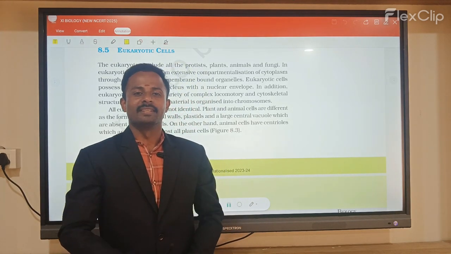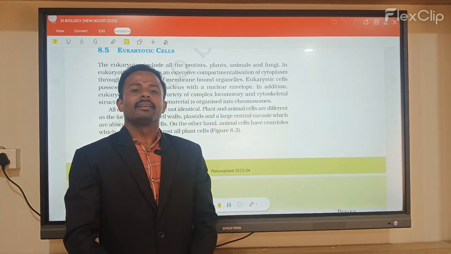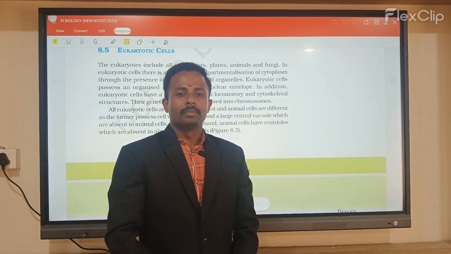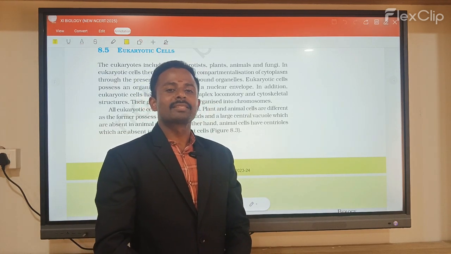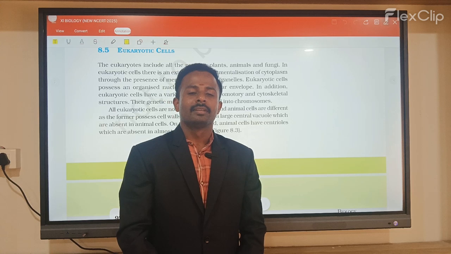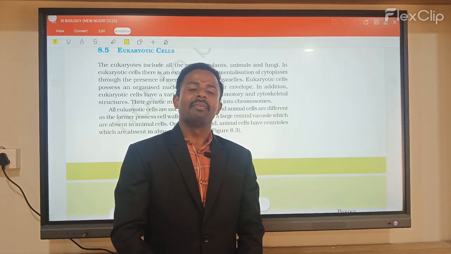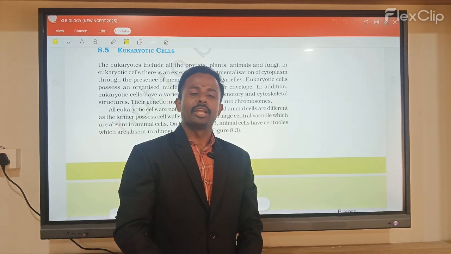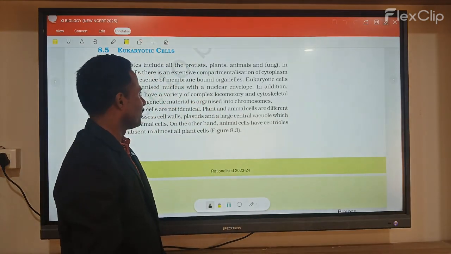For this section we will discuss the NCERT 11th standard, The Cell: The Unit of Life, part 3.